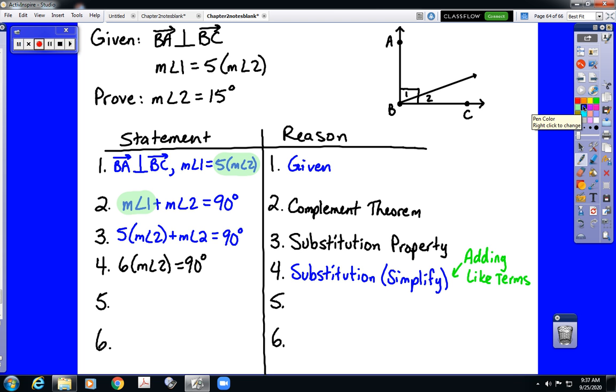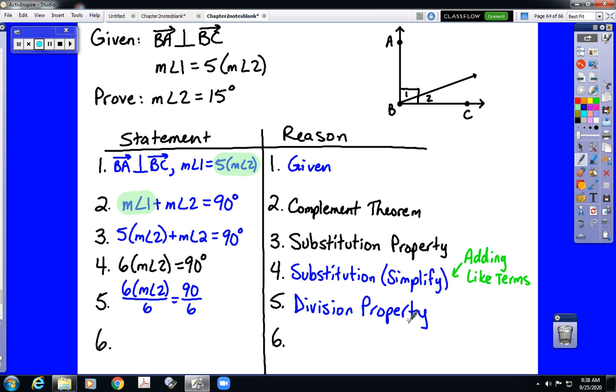Now we are trying to get down to the point where we are stating that the measure of angle 2 is equal to 15 degrees. So what we do is we divide both sides of that equation by 6, which again takes 2 steps. First we show it, which is the division property, and then we actually carry out the division, giving us the measure of angle 2 is 15 degrees, because that is substitution simplify.